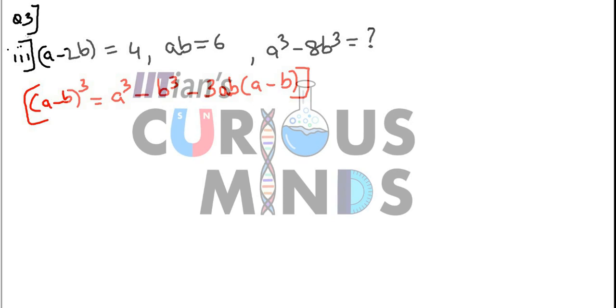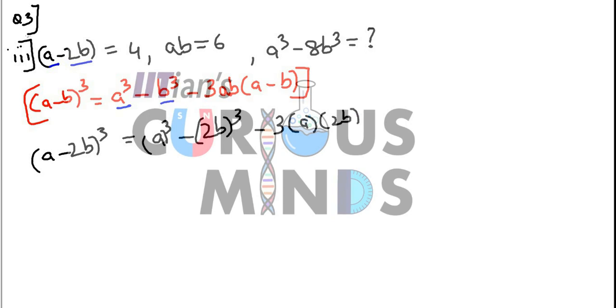Therefore, in this given question, the value of a is a and the value of b will be 2b. Therefore, 4 cube. Therefore, the given expansion becomes a minus 2b the whole cube is equal to a cube minus 2b the whole cube minus 3 times a into 2b into a minus 2b.